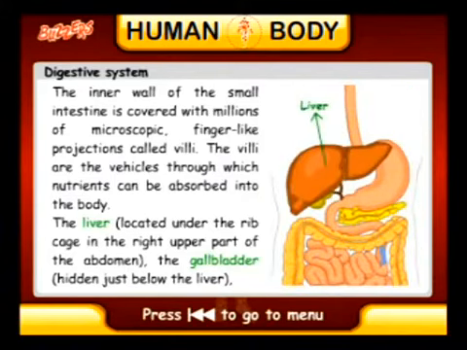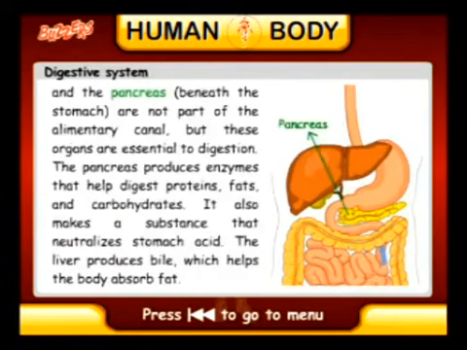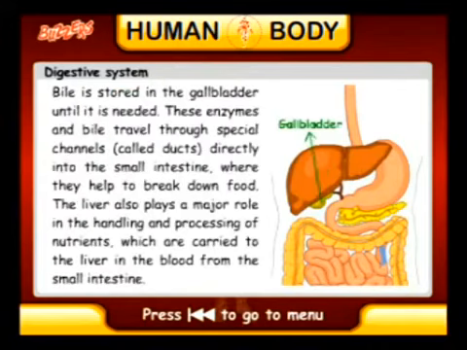The liver, located under the rib cage in the right upper part of the abdomen; the gallbladder, hidden just below the liver; and the pancreas, beneath the stomach, are not part of the alimentary canal, but these organs are essential to digestion. The pancreas produces enzymes that help digest proteins, fats and carbohydrates. It also makes a substance that neutralizes stomach acid. The liver produces bile, which helps the body absorb fat. Bile is stored in the gallbladder until it is needed.